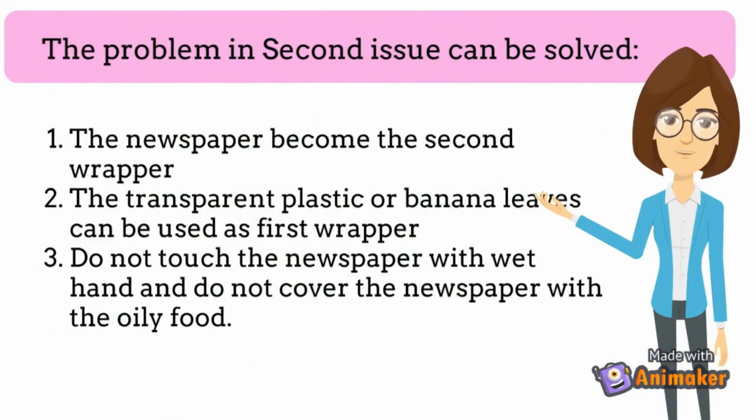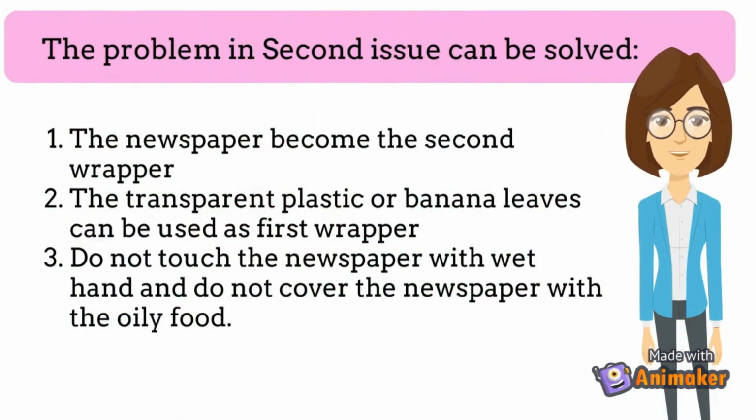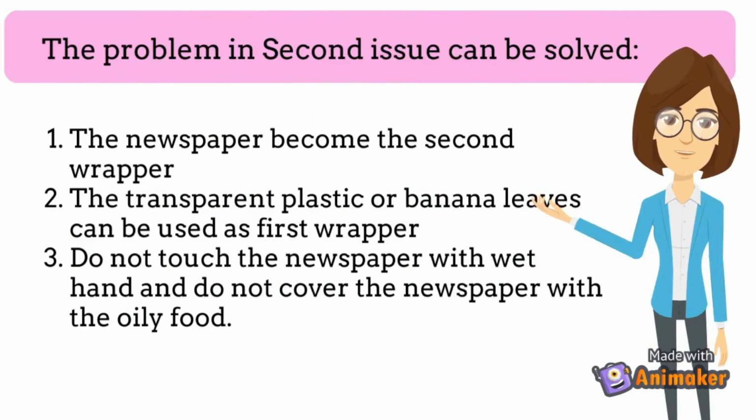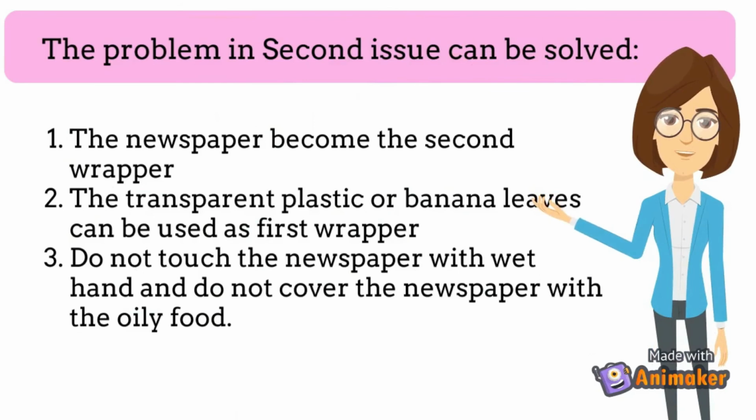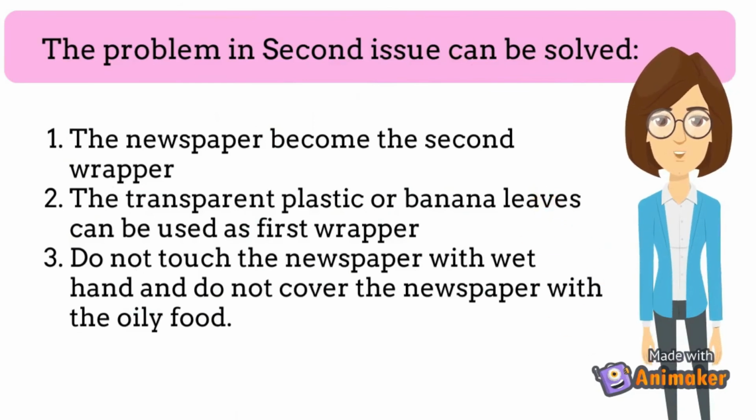The problem for the second issue can be solved. The newspaper becomes the second wrapper. The transparent plastic or banana leaves can be used as first wrapper. Do not touch the newspaper with wet hand and do not cover the newspaper with the oily food.